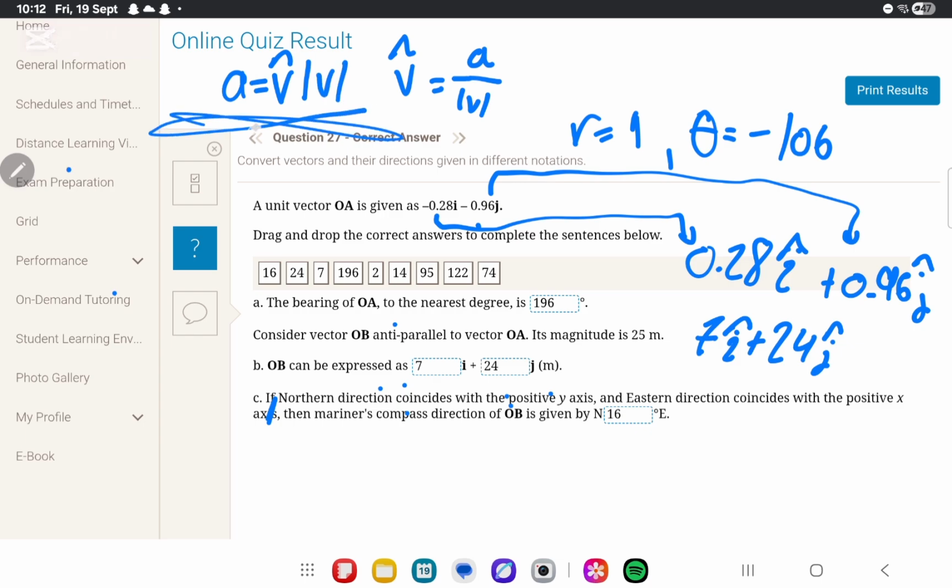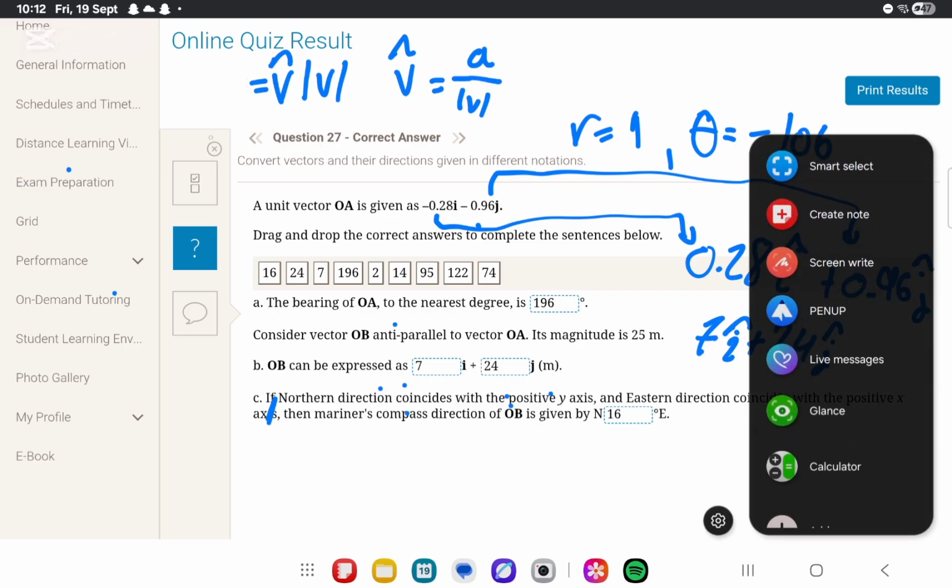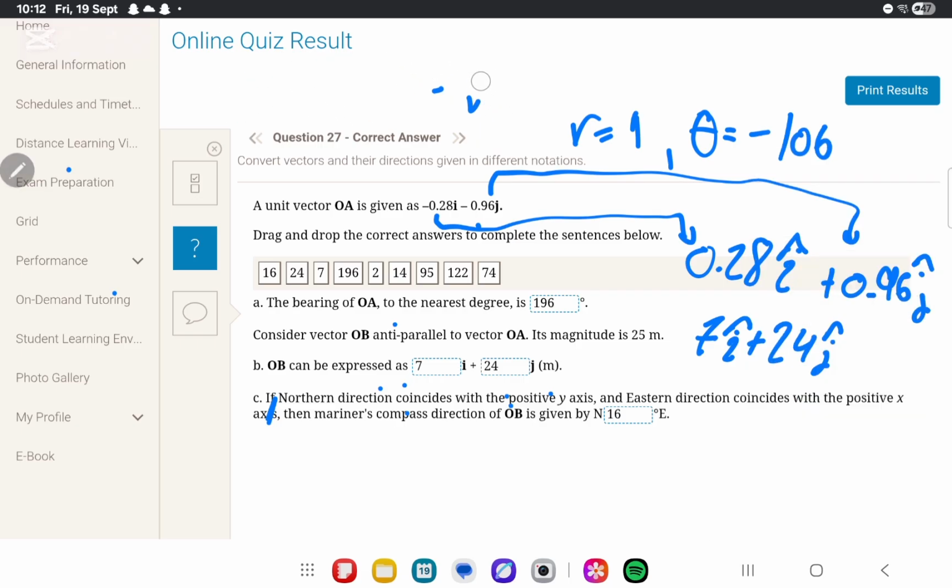And this gives me the coefficient, sorry. This gives me the coefficient of i and j, respectively. So, I'm going to multiply by 25, because in this case, I have the coordinates of the unit vector and I have the magnitude of the new vector. So, we're going to multiply the coordinates of the unit vector by the new magnitude. 7 and 24. Now, Mariner's compass, you guys already know how to do it, so let's do it very, very quickly.